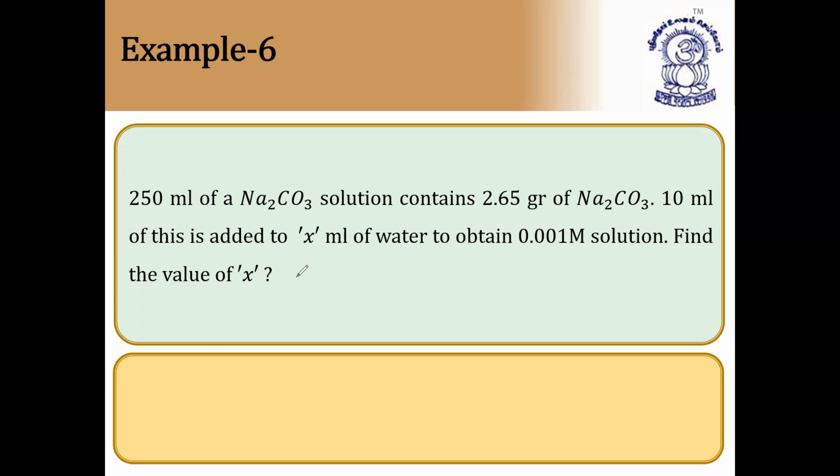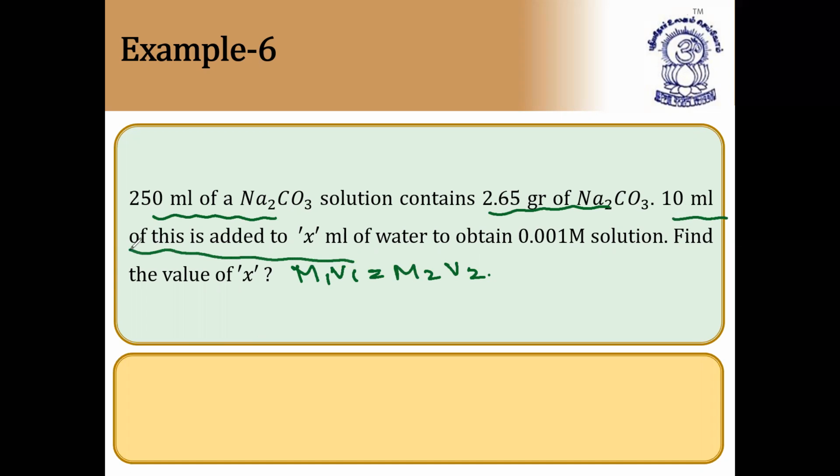So first we will find molarity. Here you have two solutions. First we know 250 ml of sodium carbonate; from this we can find molarity 1, and next we have to find molarity 2. So M1V1 is equal to M2V2. Use the formula M1V1 is equal to M2V2 here because these two solutions are there. So first we will solve for M1. Then V1 you already know, V2 we have to find, and next we have to find M2.